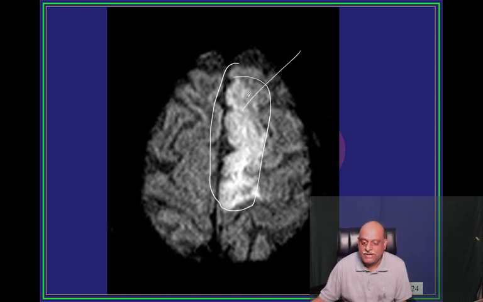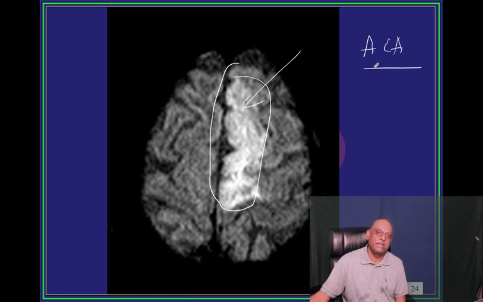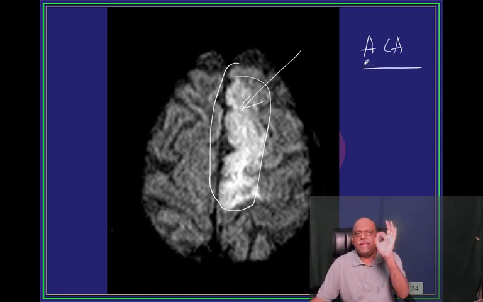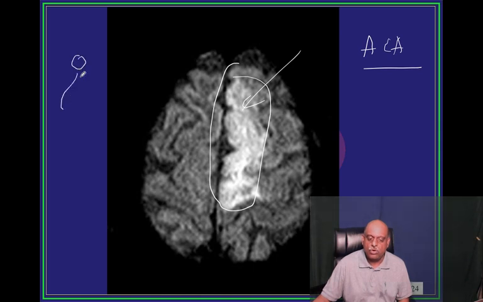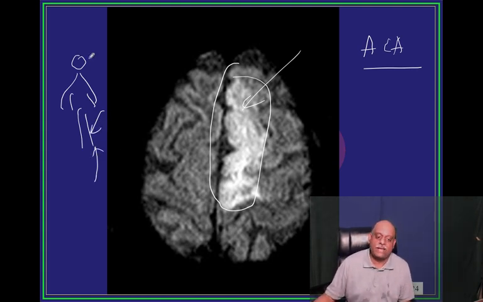So this is the territory of anterior cerebral artery. Anterior cerebral artery lesion typically leads to contralateral monoparesis, lower limb monoparesis. So suppose let us say right anterior cerebral artery is occluded. Then that leads to left lower limb monoparesis.